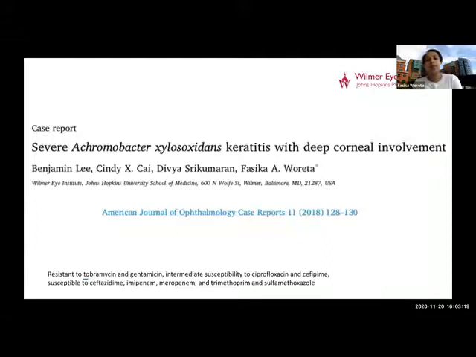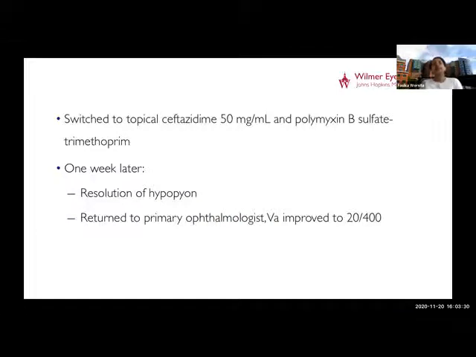And it was a resistant organism. It was resistant to the tobramycin we were treating with, and gentamicin, and had intermediate susceptibility to fluoroquinolones. Based on the susceptibility panel, we did switch him to topical ceftazidime and polymyxin. And then a week later, he was better with resolution of the hypopyon.